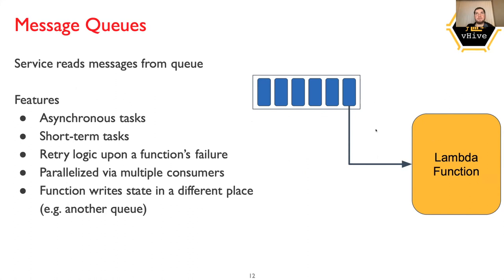On the plus side, it can work with long running asynchronous tasks, although it will be limited by some time because the queue service has to receive information from Lambda that it finished processing the message. It may have retry logic upon a function's failure. So if Lambda failed to process some message, it can basically start another Lambda to process it. It can be parallelized by multiple consumers. For example, we could start four Lambdas and they will process this message, and this message. And finally, to propagate state further, Lambda can write state in a different place.